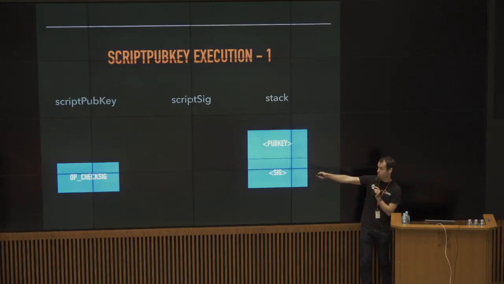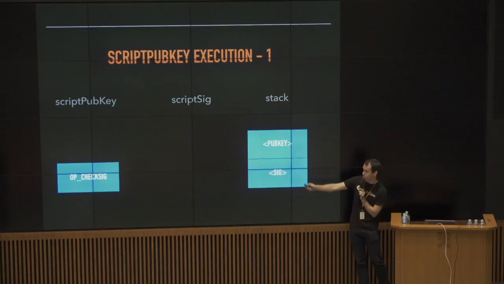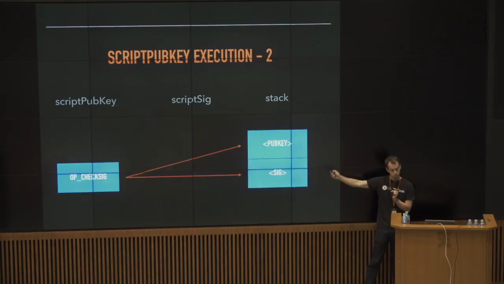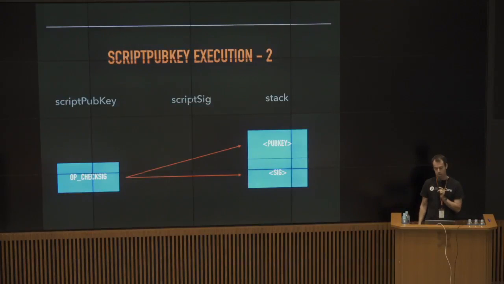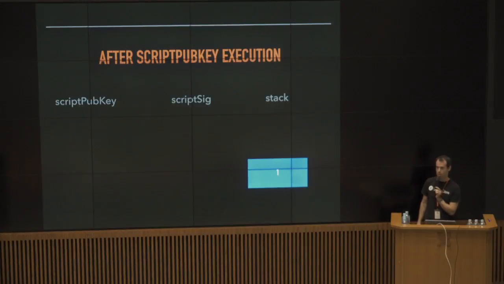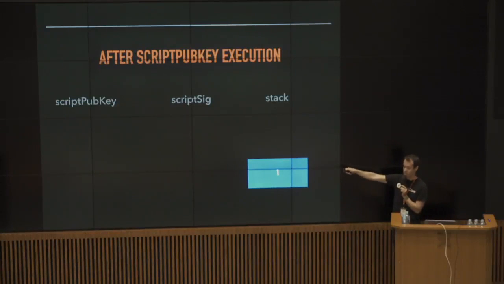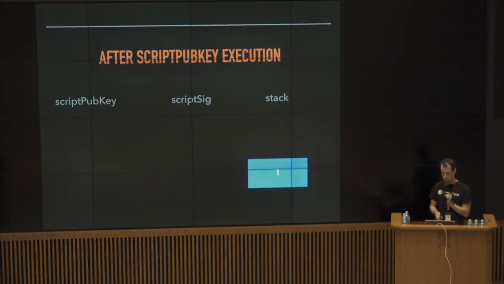And then the next element in the script pub key is this opcode, OP_CHECKSIG. That takes a look at the two elements in the stack and verifies that the signature is a true signature for that pub key. If it is, it pushes one onto the stack. And we're done. Now the stack is non-empty, and the top element, 1, is non-zero, so that evaluates to true.